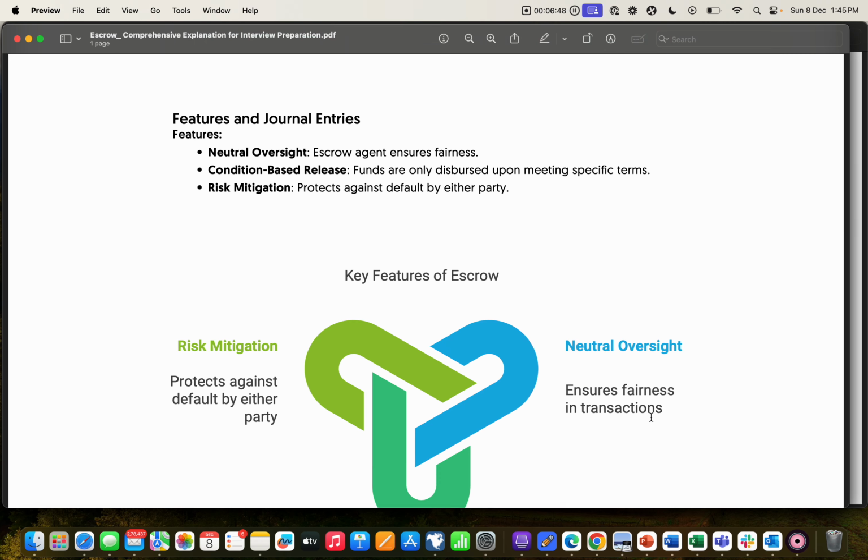Neutral oversight: the escrow agent ensures fairness, meaning he plays the role of overseeing all the transactions. If you are getting the security, then the escrow account will be debited and the amount submitted to the seller. If you are not buying, it will be reversed to you. This is the trust and transparency part. Condition-based release: funds are only disbursed upon meeting specific terms.